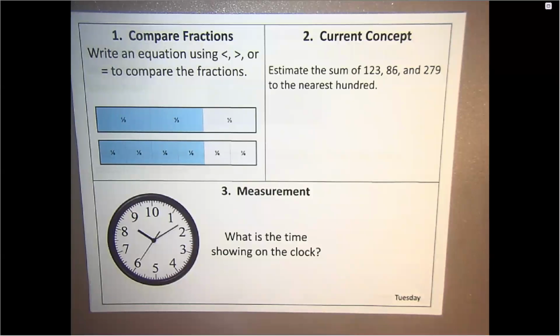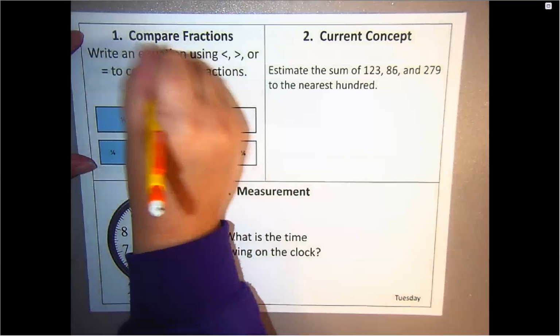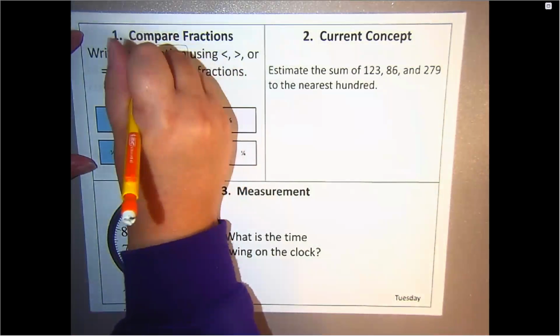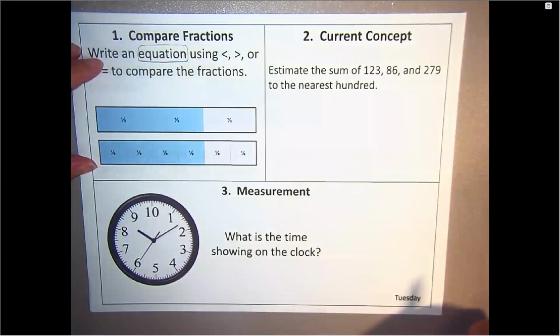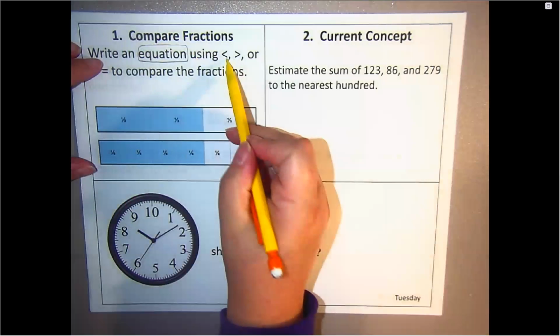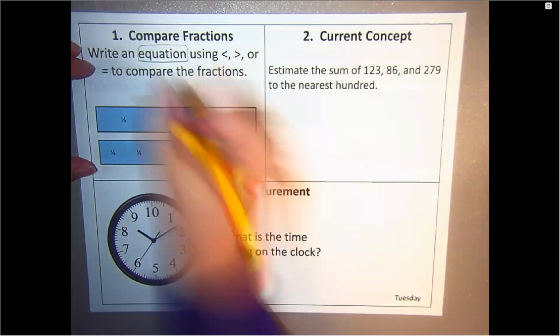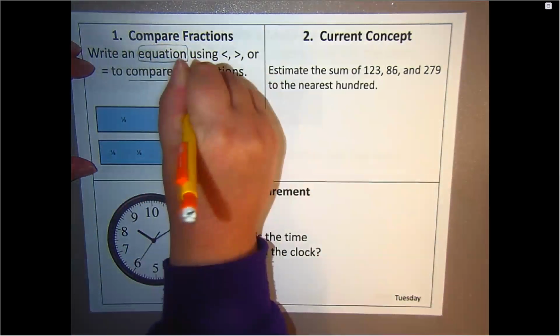So here was Tuesday night's homework. I'm going to start with number 1. It says write an equation. An equation is a number sentence using less than, greater than, or equal to compare the fractions.